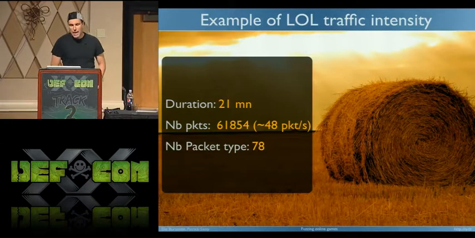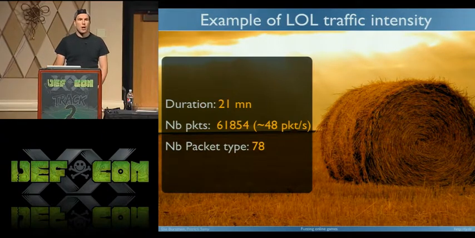We recorded a game which lasted 21 minutes. In 21 minutes, we got 60,000 packets. That's a lot of data to process. On average, you get about 48 packets a second. If you try to do that with a sniffer, you won't see anything. If you try to process that with a sniffer, it's going to take you a lot of time. And we have isolated 78 different opcodes, so there are also a lot of different packets.